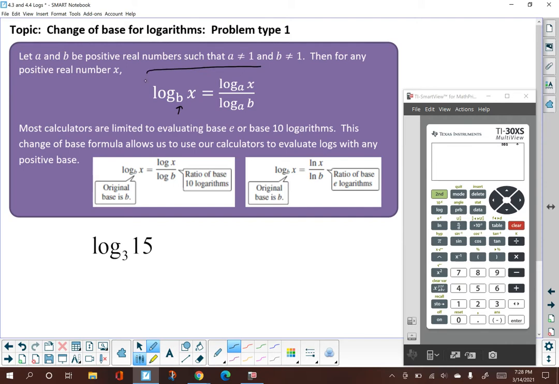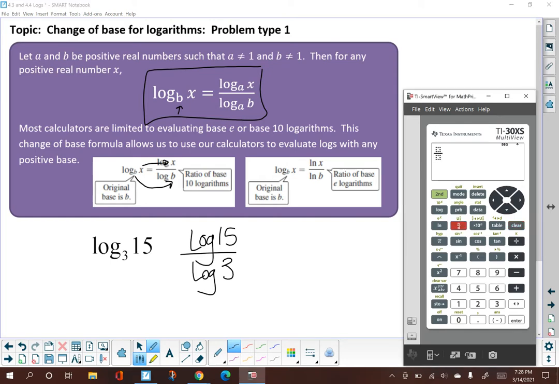And sometimes this formula is hard to look at and determine, but a couple of examples I think make this really clear. So what we would like to do is change it either into base 10 or into base e, because we have calculator buttons for those two bases. So I could evaluate this in my calculator as the base 10 log of 15 divided by the base 10 log of 3. So it's the log of the argument over the log of the base.